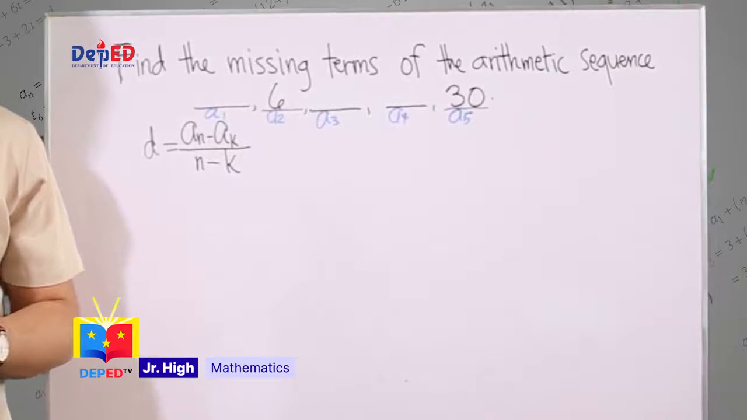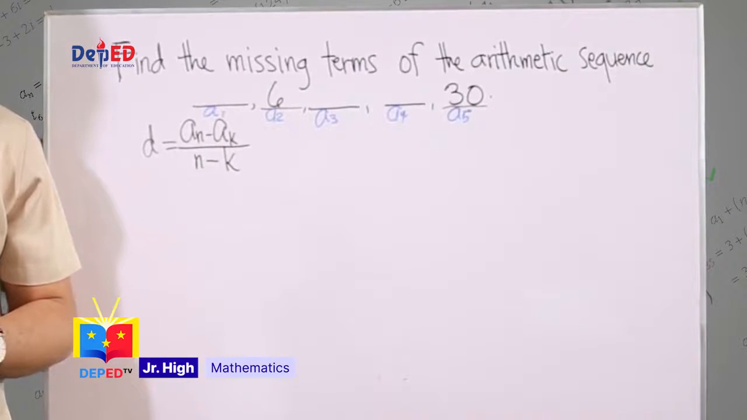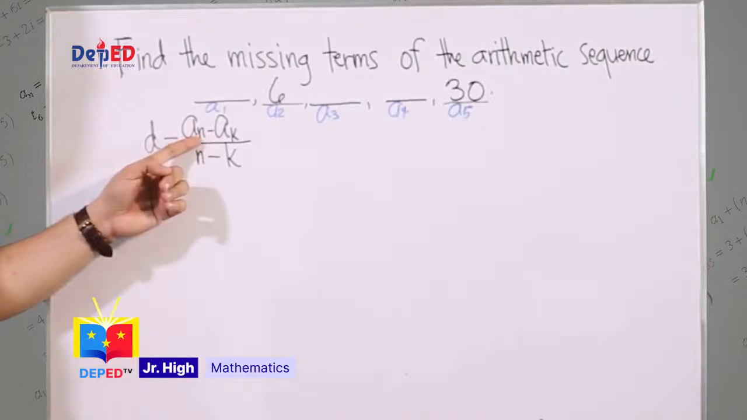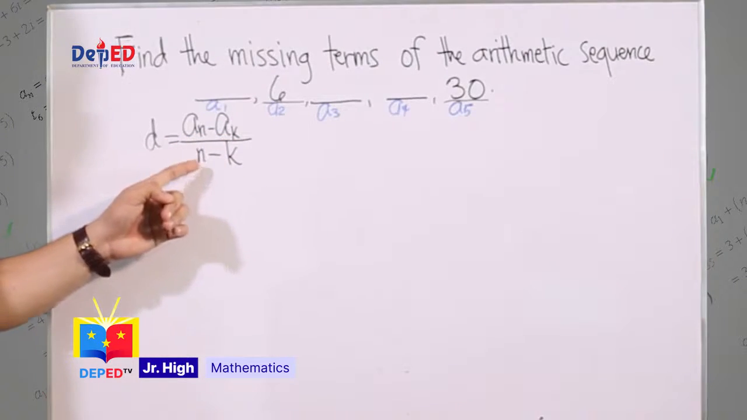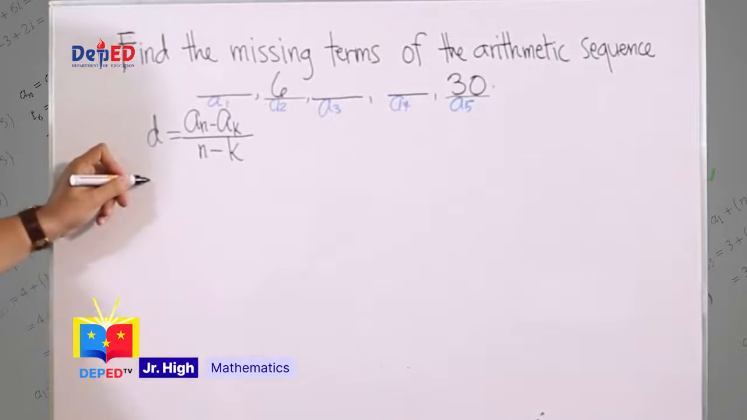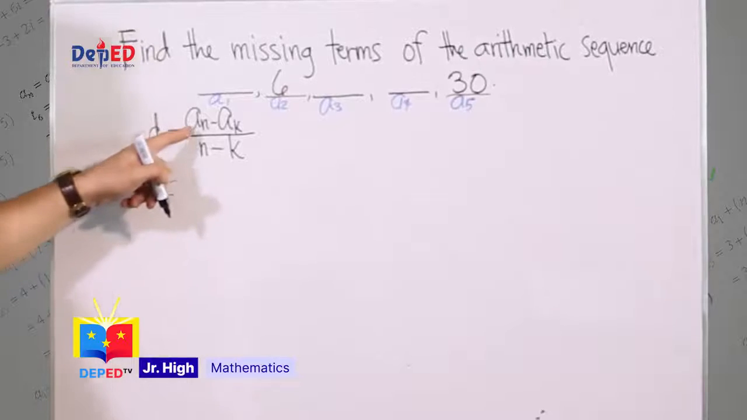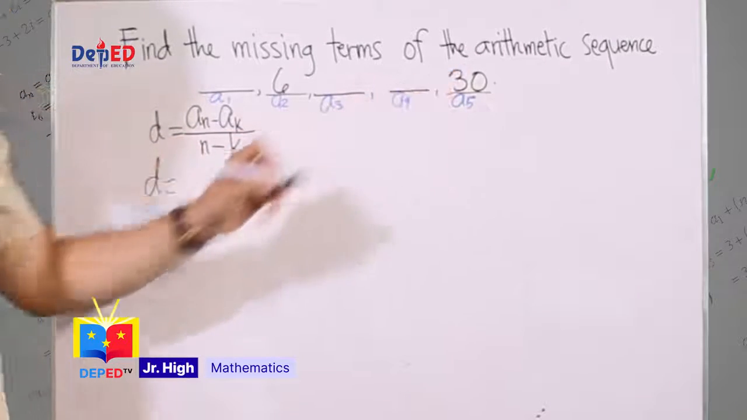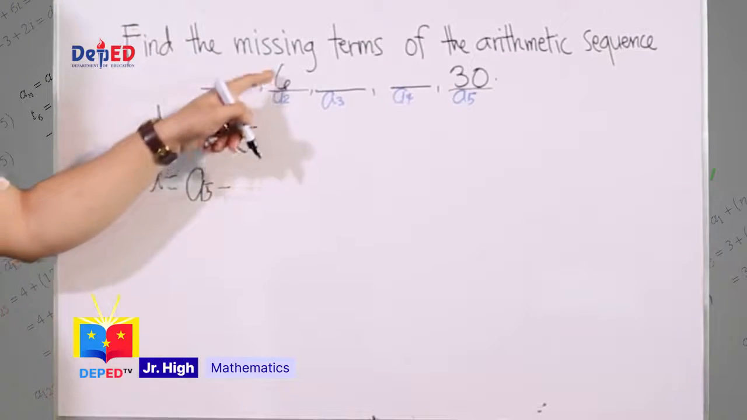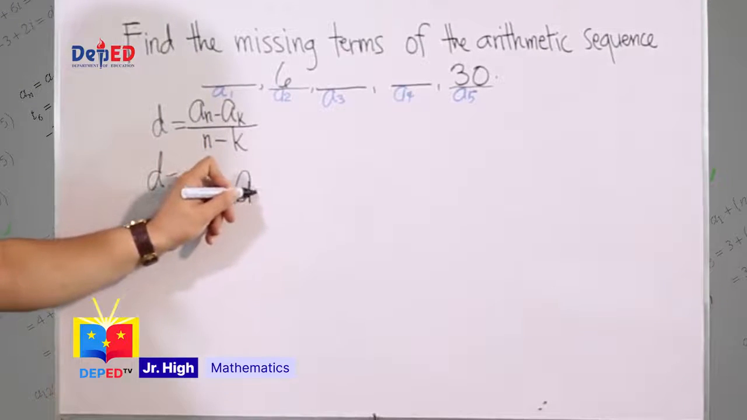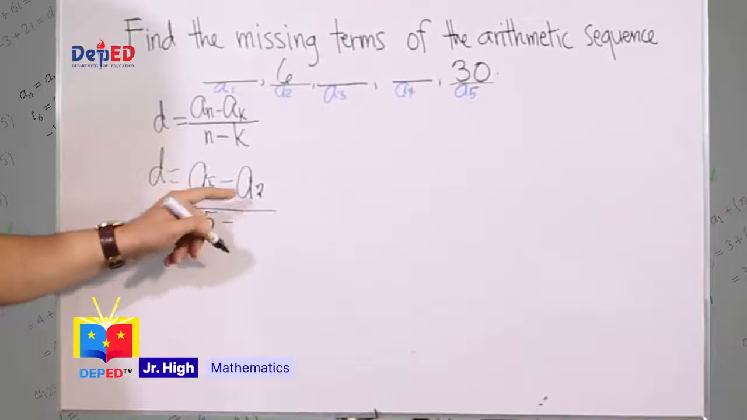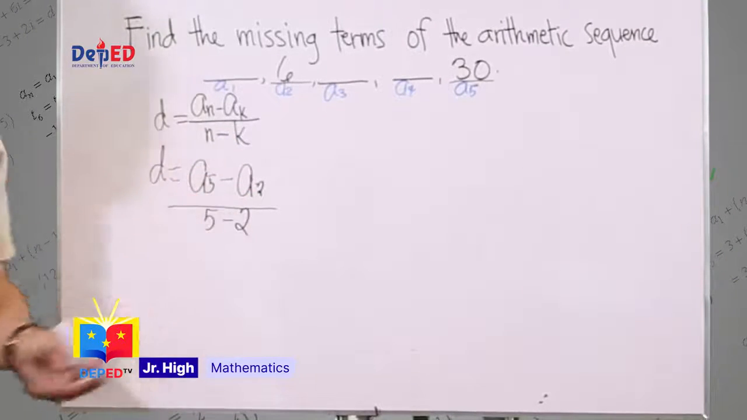To find the unknown, let us first determine the common difference, d. That is, d is equal to a sub n minus a sub k all over n minus k. From the given values, we will substitute. You will have d is equal to our a sub n, which is a sub 5, minus our a sub k, which is the second term, a sub 2, all over n minus k. We will use n here as 5, and our k as 2.